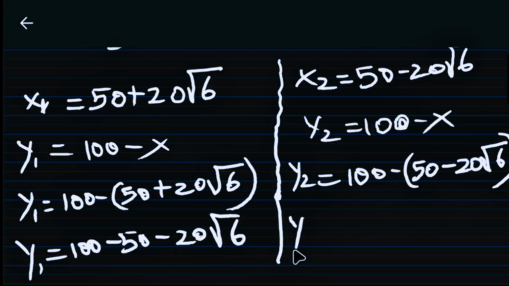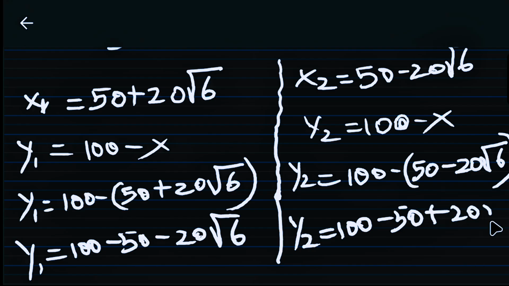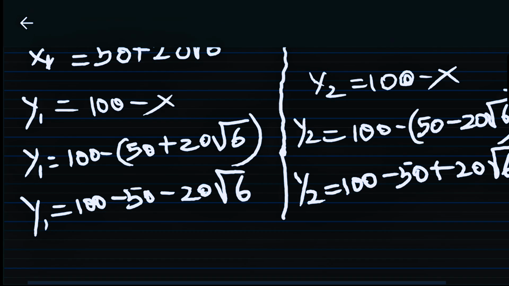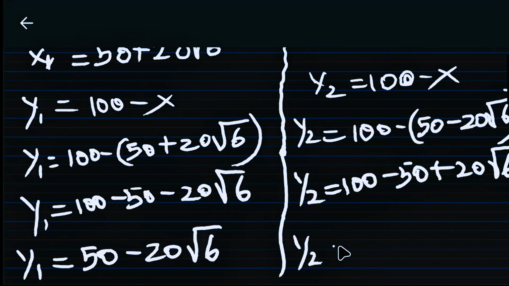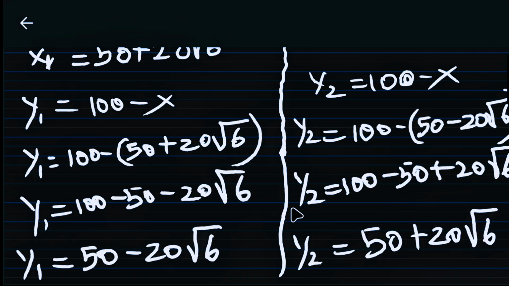And for y2 here, it will be equal to 100 minus 50. Then minus multiply this minus here will give us plus 20 square root of 6. Okay, so this is what we have here. So from here, y1 will be equal to 100 minus 50, which gives us 50 minus 20 square root of 6. Okay, so this is y1. And for y2, it will be equal to 100 minus 50, which gives us 50 plus 20 square root of 6. Did you notice something?